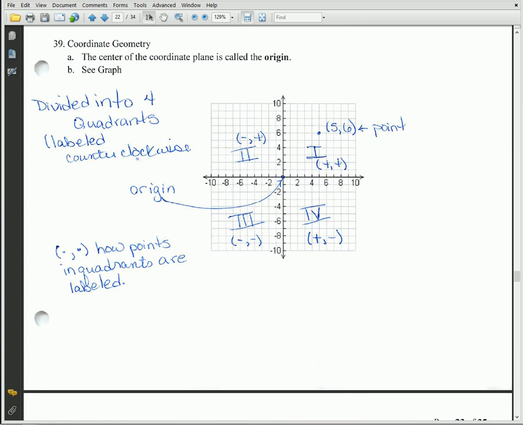Coordinate geometry. So this is basically using grids, using what you would normally graph, the Cartesian system. The center is the origin, which is at 0, 0. We divide it into 4 quadrants. We label those quadrants counterclockwise. The first quadrant has points that are positive, positive. The second one are negative, positive. The third are negative, negative. The fourth are positive, negative. We always label them as x comma y. X is the horizontal, y is the vertical axis.